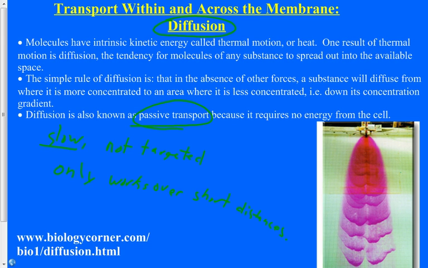All right, would we be able to use diffusion to supply the nutrients and stuff from our food to all the parts of our body, especially our brain? No. Okay, that's way too far. And it's against gravity. Right? It's just not going to work.